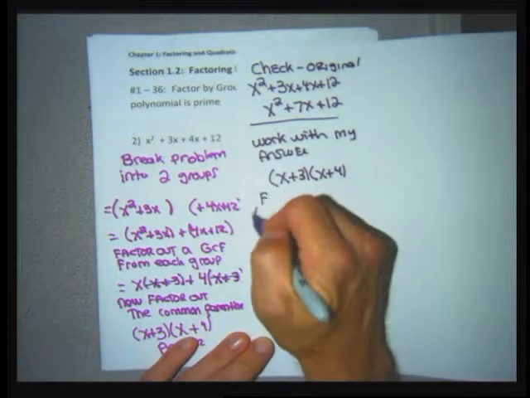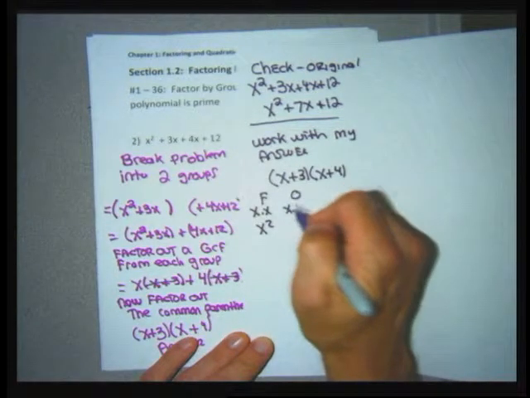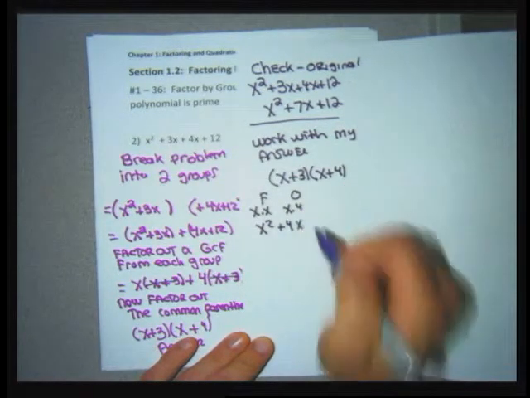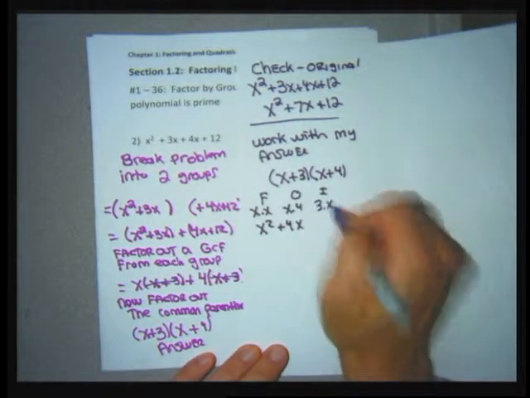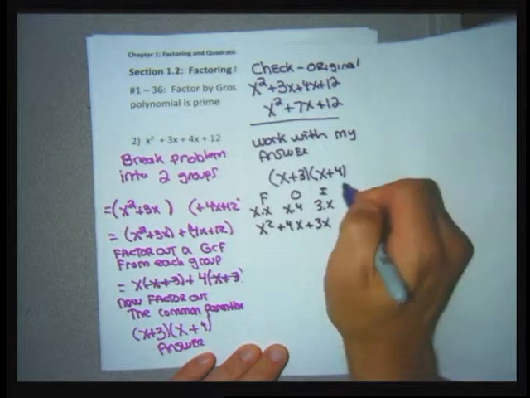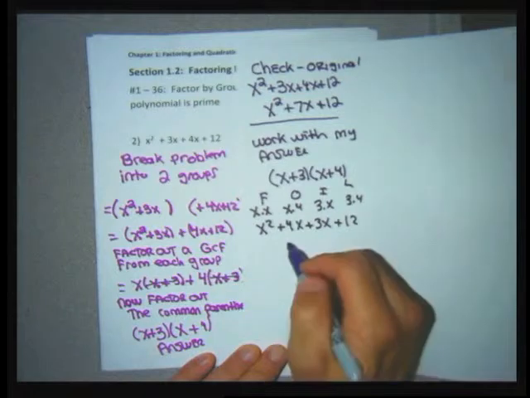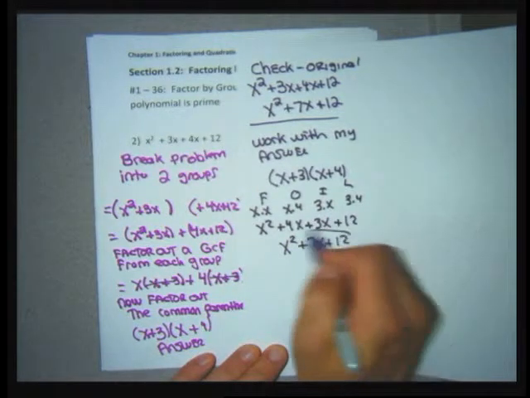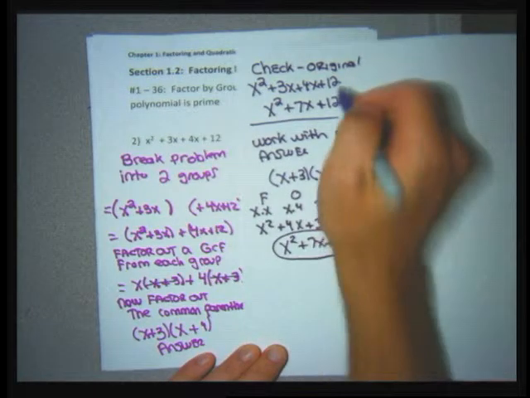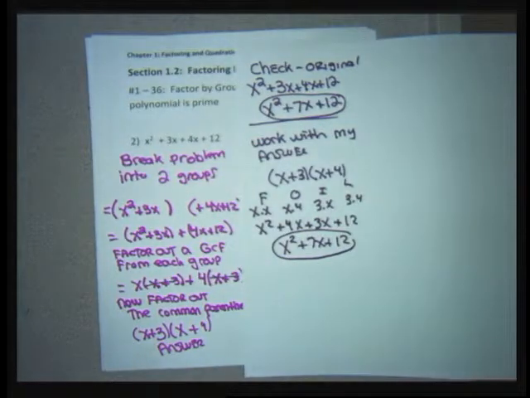I'll do firsts, which are x times x, which is x squared. Outers are x times 4, which is plus 4x. Inners are 3 times x, which is plus 3x. And lasts are 3 times 4, which is plus 12. And I get x squared plus 7x plus 12. Because multiplying out my answer and simplifying the original problem, they simplify to exactly the same thing, I say my problem is factored correctly.